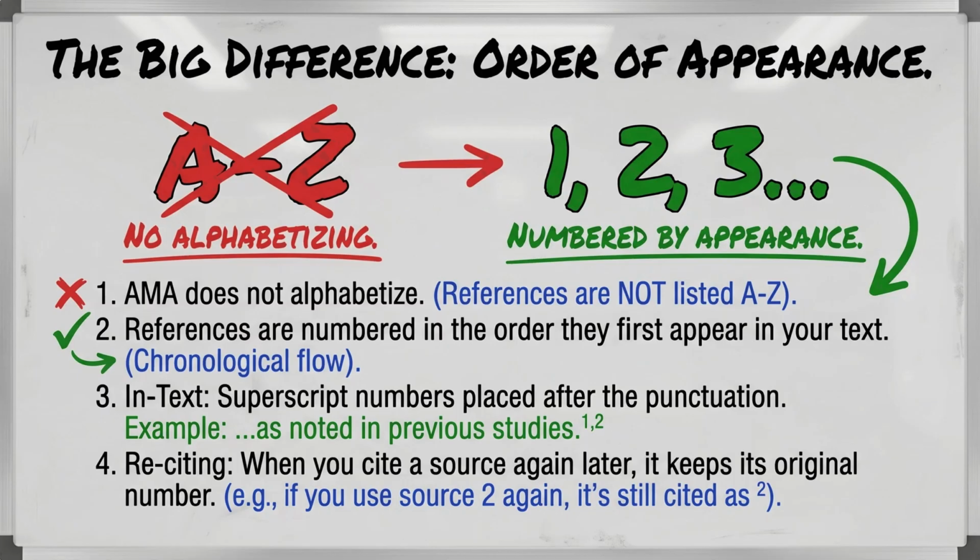This means the first source you cite gets number 1, the second gets number 2, and so on. This system directly impacts how your readers trace your evidence back to its origin. Let's visualize this unique approach to make it clearer.